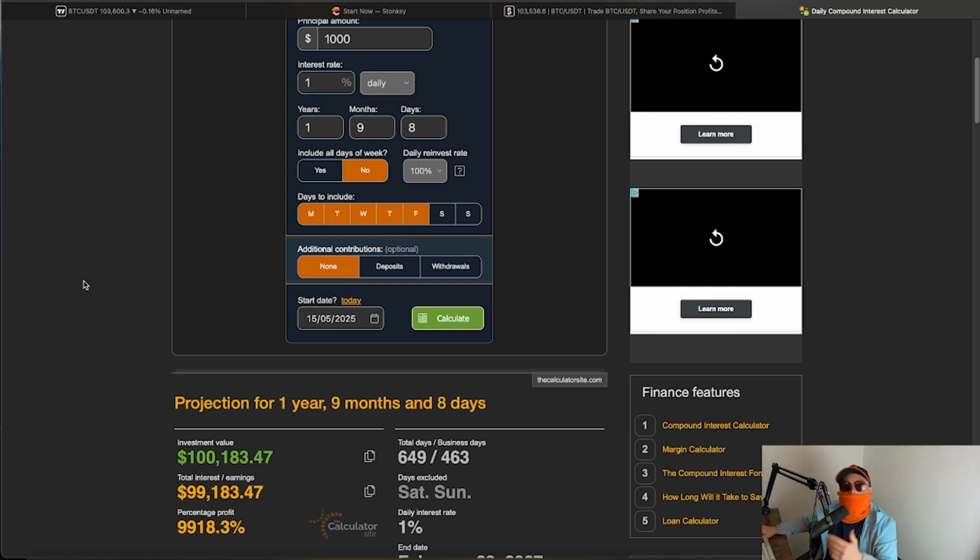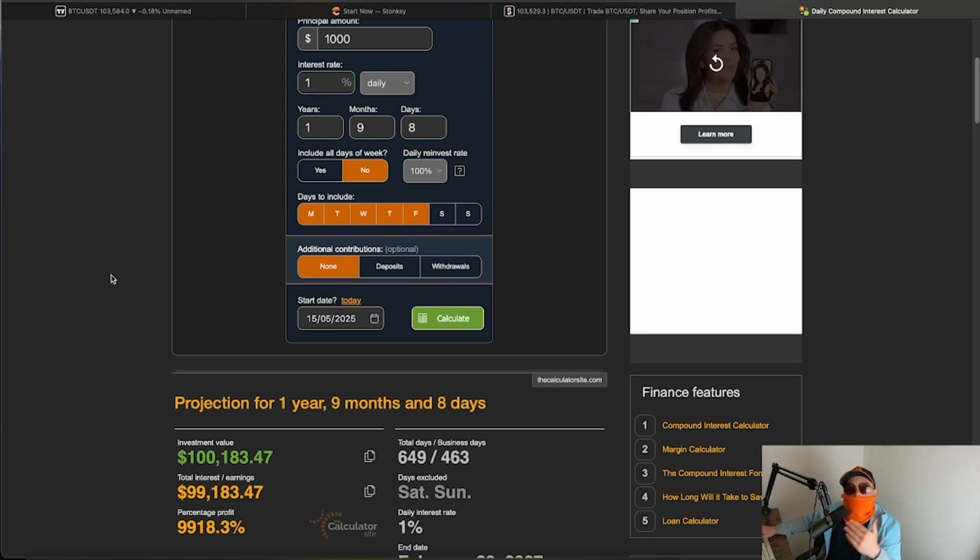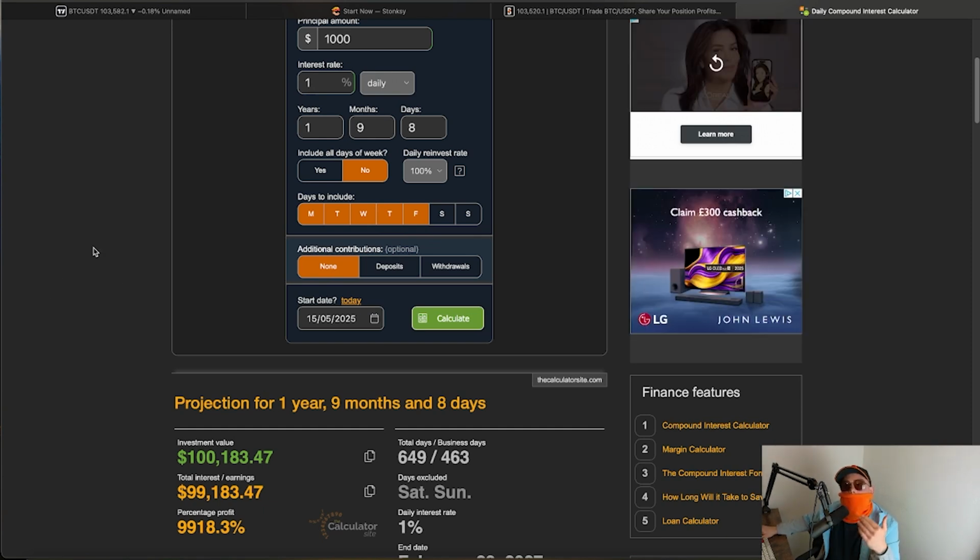We can obviously look at how you can expedite this process and use the best possible tools to make this journey as quick and efficient and just less stressful as possible. So let's take a look at that now.